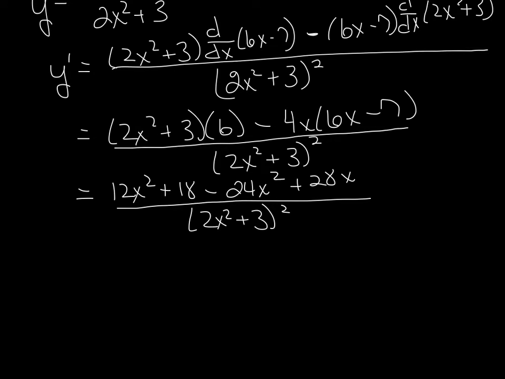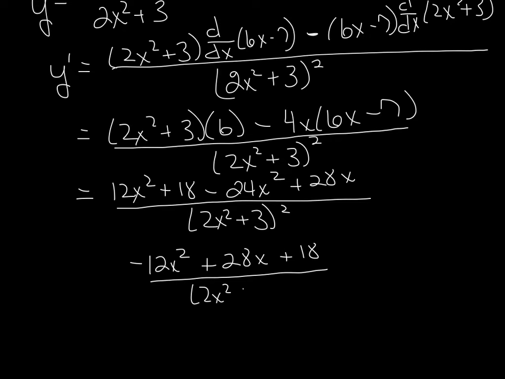And we can simplify, and when we simplify, we get negative 12x squared plus 28x plus 18, all over 2x squared plus 3 squared. And here there is no real benefit to factoring out 4 or 2 or anything, so we can just leave it like that. I would not multiply the denominator out. There's no benefit to doing that.